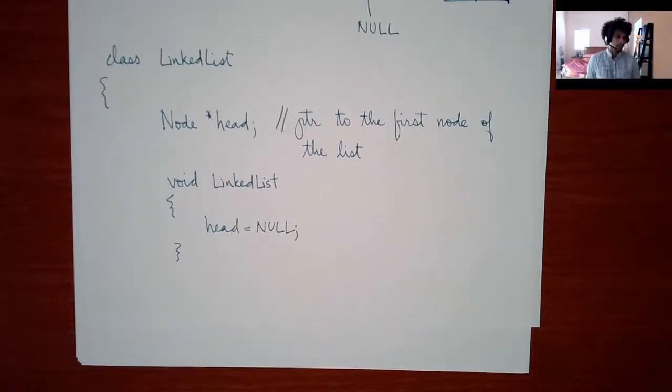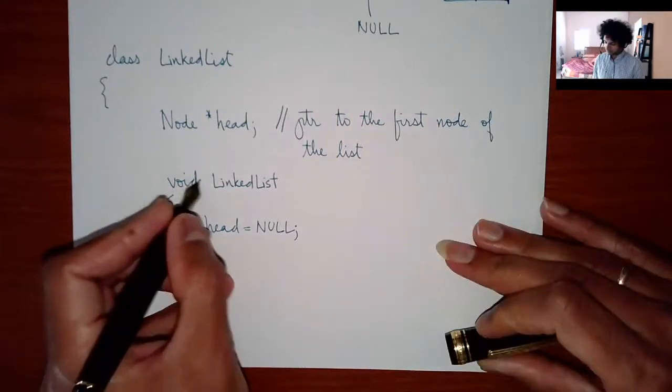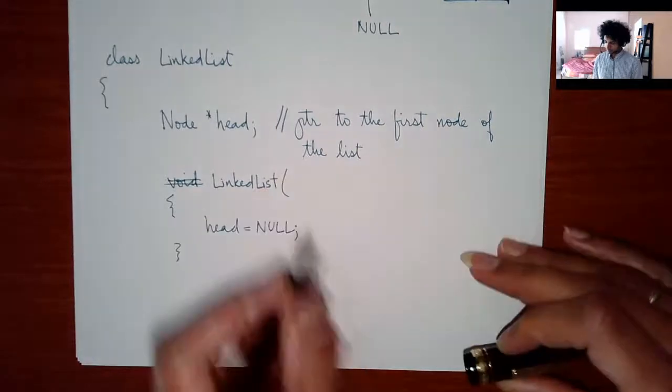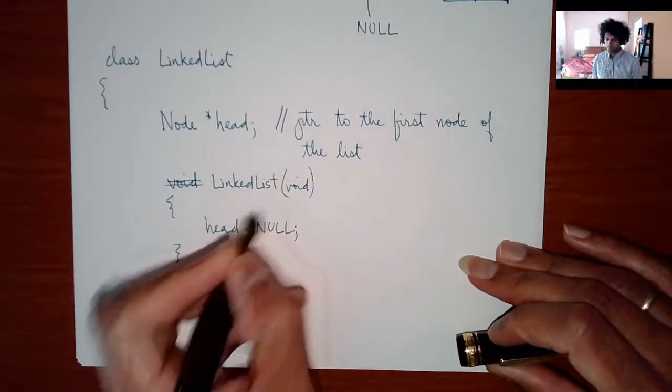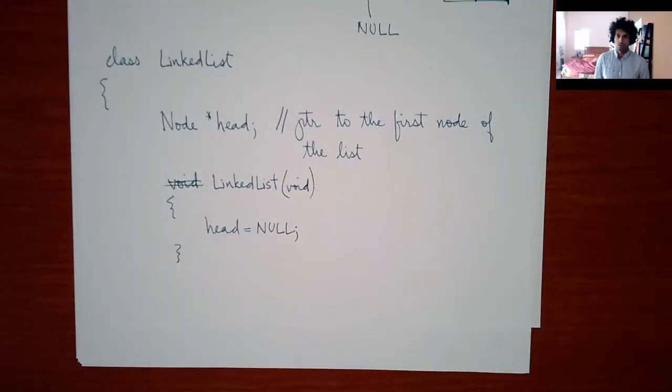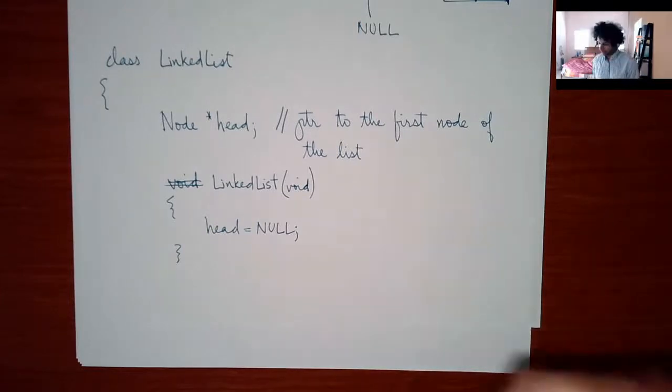I don't think you have to put void in front of a constructor. Yeah, that's right, so I can remove that. A constructor doesn't have a type, or at least it doesn't need to. I don't need to write void.